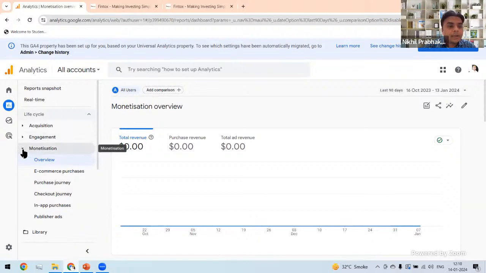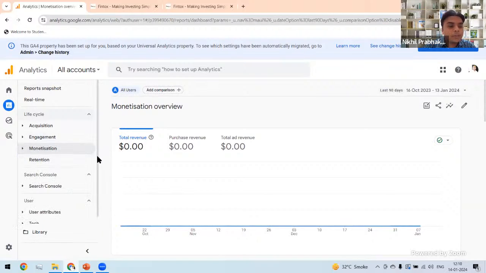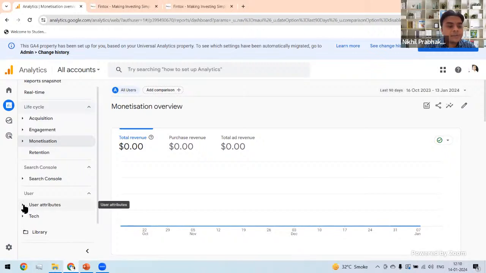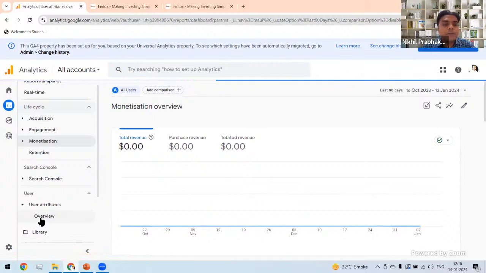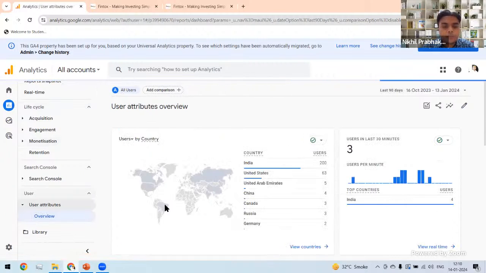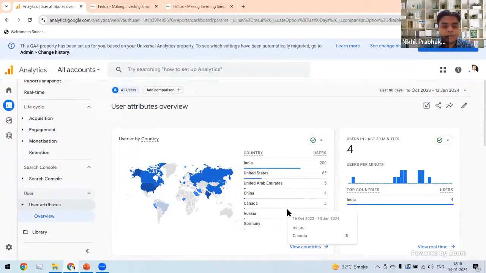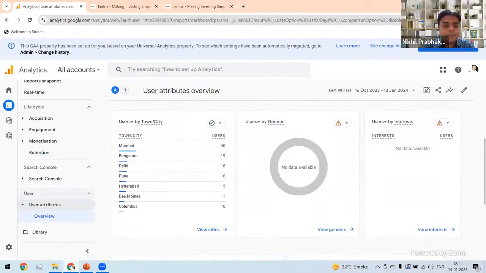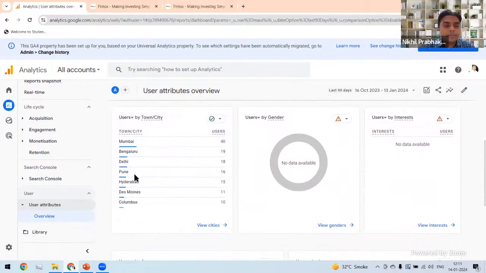Now, I'll come back to this monetization report, but let me also show you another part, which is learning about the users. Okay, so there is user attributes, which we can also try to learn about, which is the demographic information. So about the people who are visiting the website, we can get to see from which countries people are visiting. Okay, so users by country. We can also get to see location. Okay, so how many people are coming from a specific country, city itself. So let's say Mumbai is giving us the highest traffic.